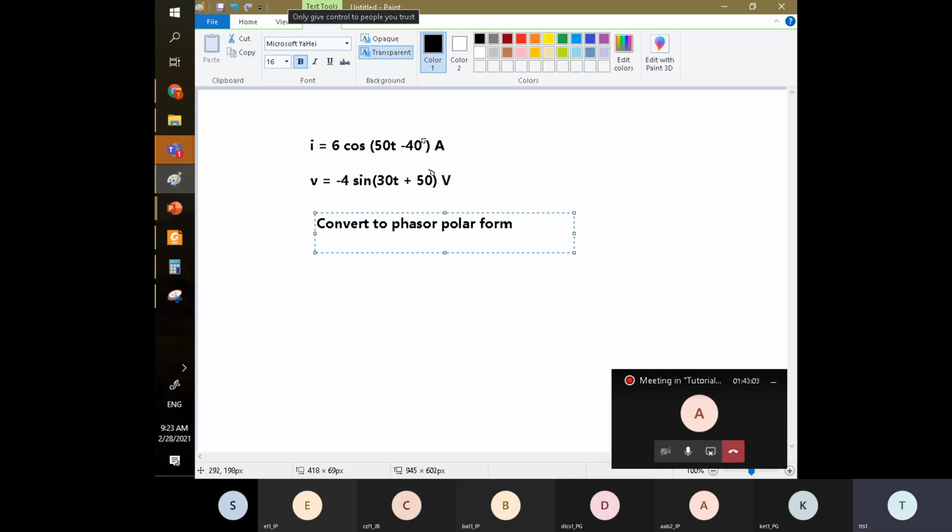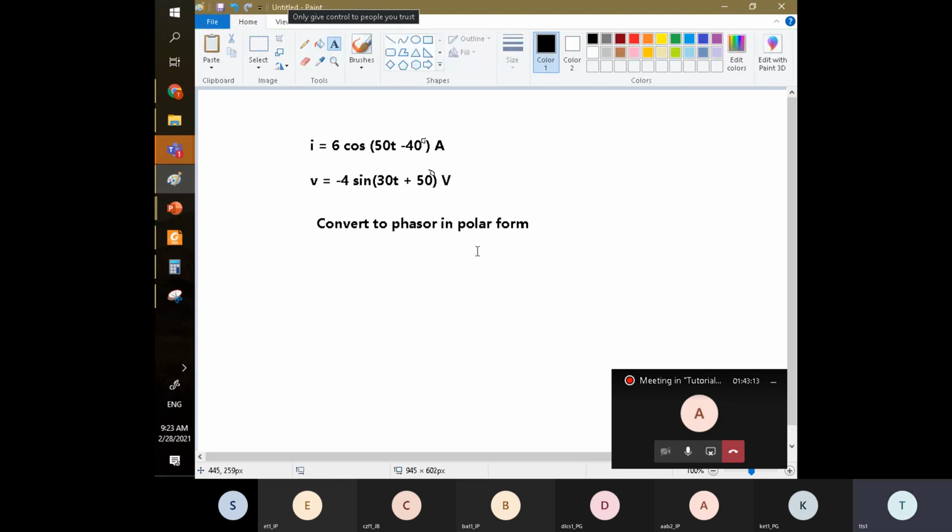It's called phasor. In polar form. How to extract the data from here to convert to just now we have seen the polar form, right? Just now we have seen how the polar form looks like. How to convert here to the polar form.